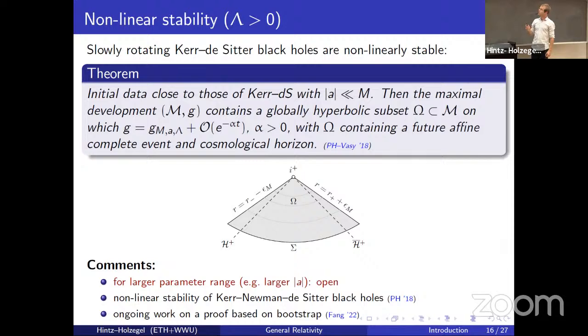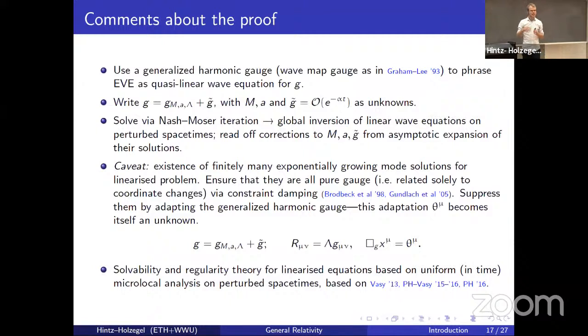Just a brief word about the proof, not the one that Fang is currently developing based on bootstrap, but the original one. So the idea is that we use a generalized harmonic gauge. So it's also depicted in the displayed equation down here. In order to turn the Einstein vacuum equation into a tensorial quasi-linear wave equation, one has to find what the final black hole parameters M and a are.